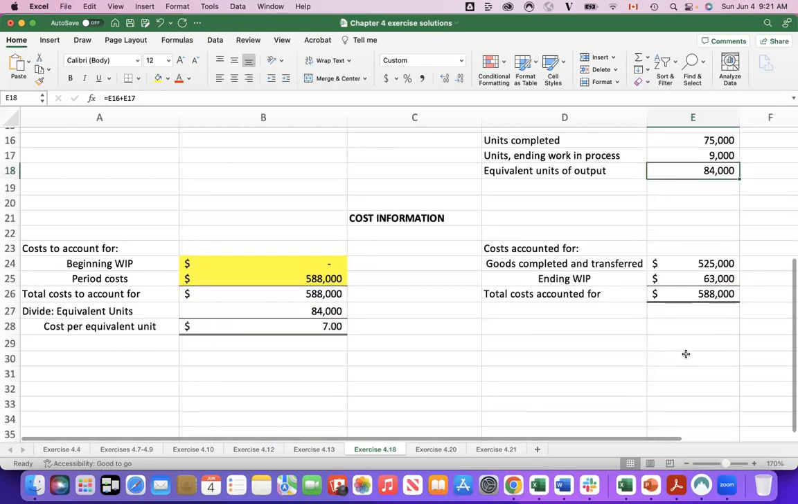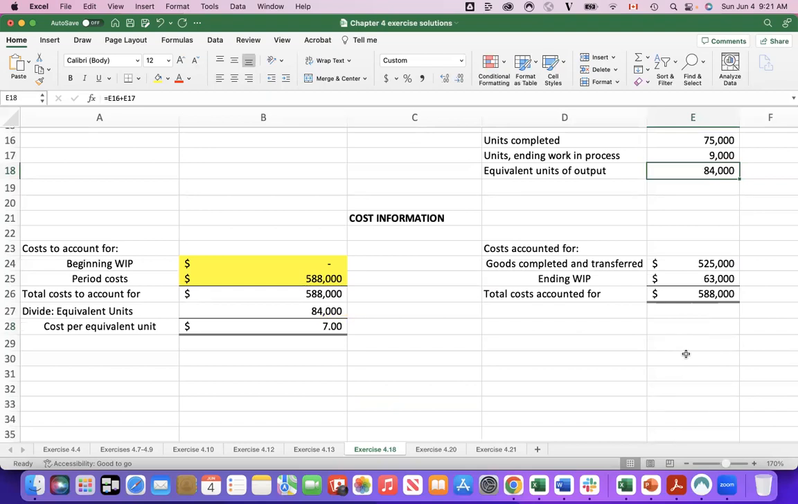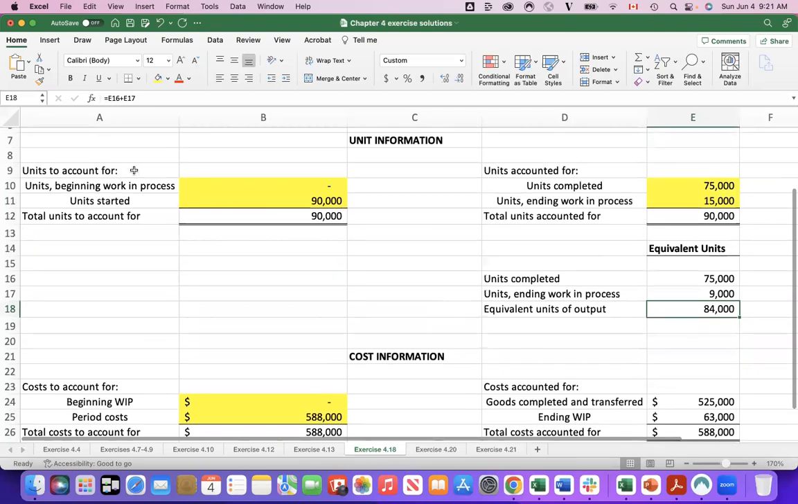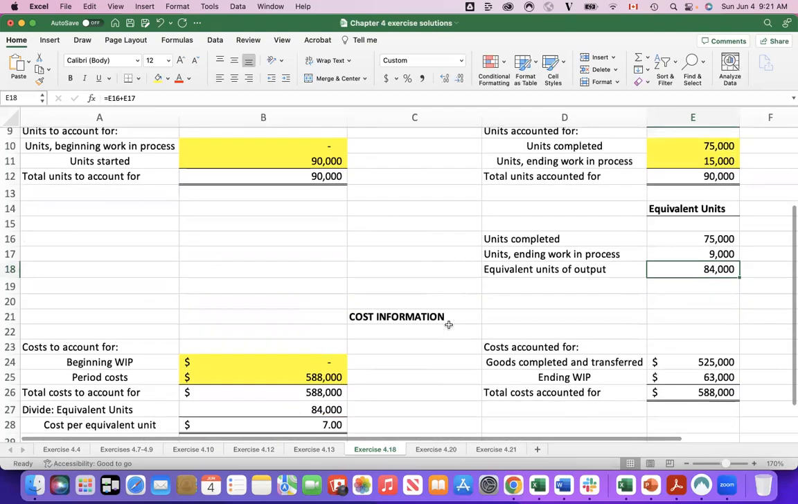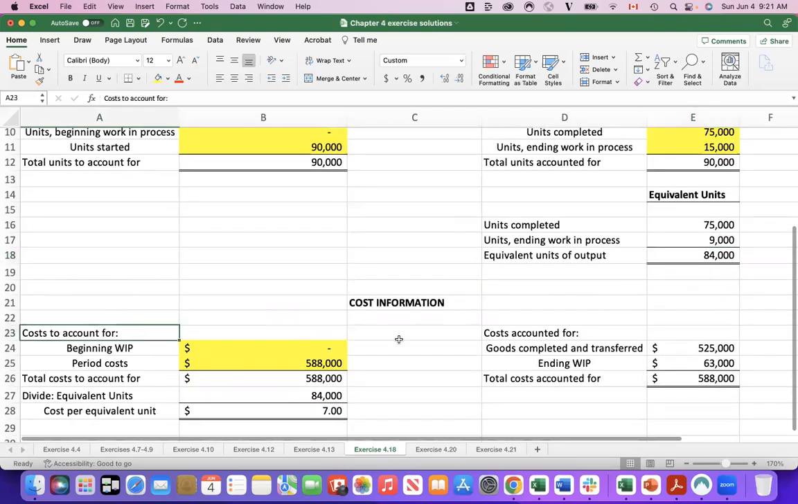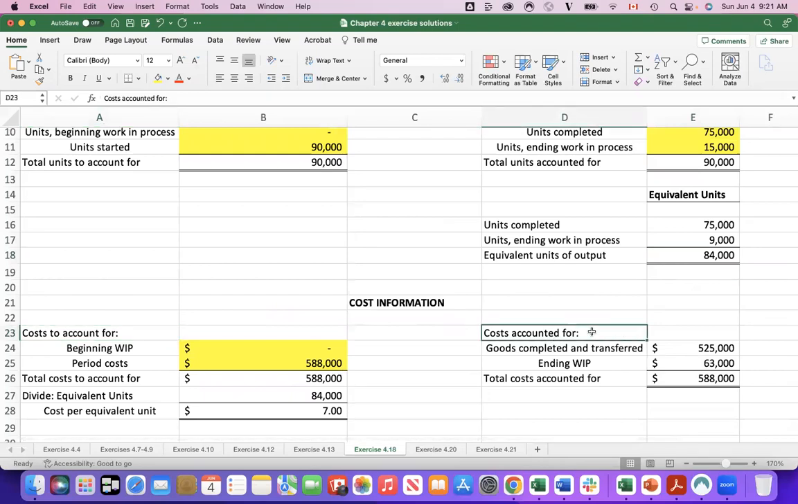Now let's go to the second half of the production cost report, which is the costing information. Similar kind of setup, but now instead of units to account for and units accounted for, we're looking at costs to account for and then costs accounted for. So for our costs to account for, we have to figure out how much cost we need to reconcile, essentially, to see how much we took in during the month of September.